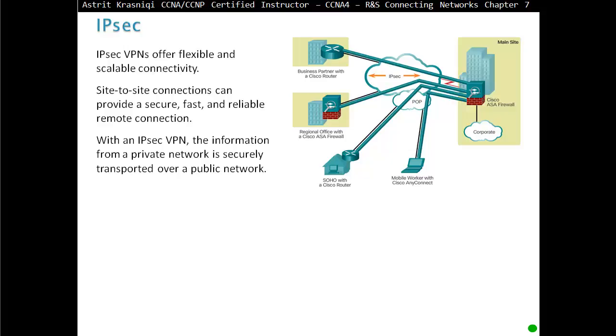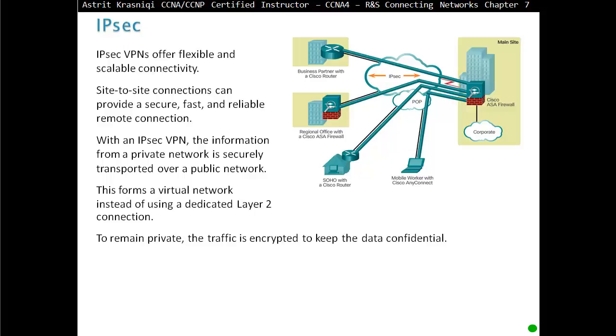With an IPsec VPN, the information from a private network is securely transported over a public network. The internet here, for example, is a public network. All that data there is scary. Everyone can see it. But with IPsec, you can create these tunnels so that all the data that you send is going to be encrypted. It still goes through the public network, and somebody can still have a look at it, but they shouldn't be able to make sense of what the data says because it's all encrypted. This form of virtual network is used instead of a dedicated layer 2 connection. To remain private, the traffic is encrypted to keep the data confidential.